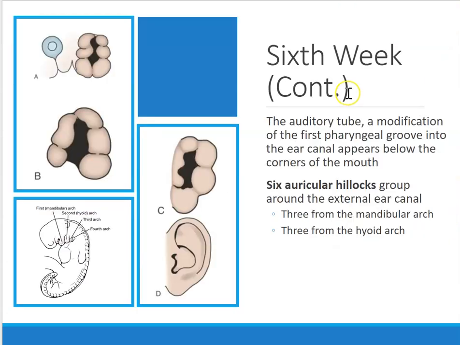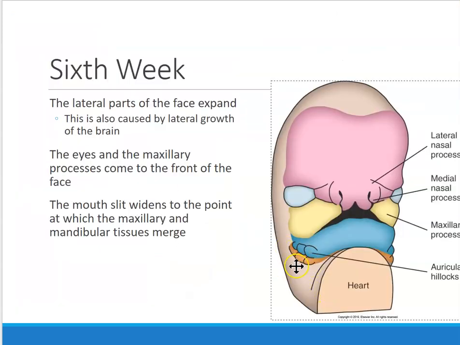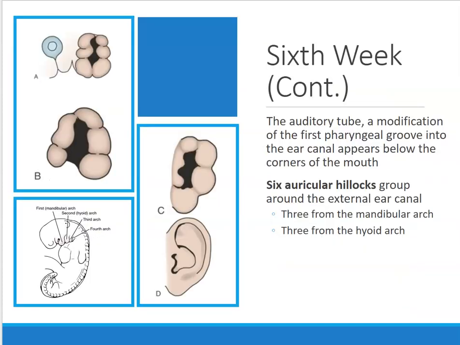What else happens in the 6th week? The ear starts to develop. Okay, so here's your ear. It starts to develop in the 6th week. We can start to see it. And these hill shapes or bubbles are known as hillocks.